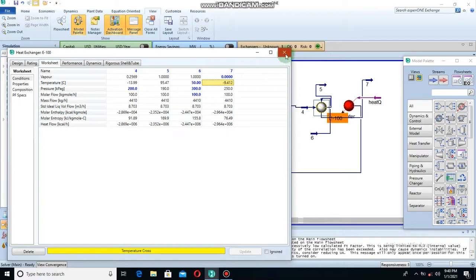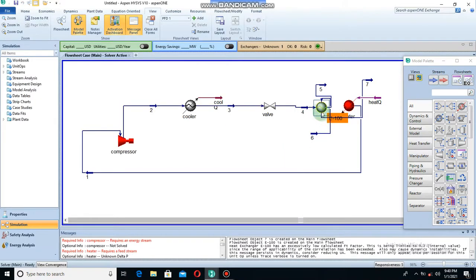And here I have a temperature cross. I can make it normal, but I want it to be this way, and I'm going to teach you that in the next video. So if you like this video, I'd like you to subscribe and turn on the notification. I'll teach you how to do this in the next video.